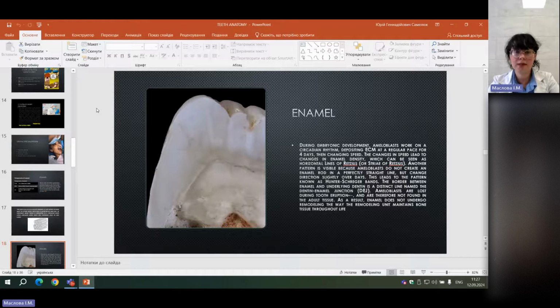The border between enamel and underlying dentine is a distinct line named the dentin-enamel junction, DEJ. Ameloblasts are lost during tooth eruption and are therefore not found in the adult tissue. As a result, enamel doesn't undergo remodeling the way the remodeling unit maintains bone tissue, though alive.